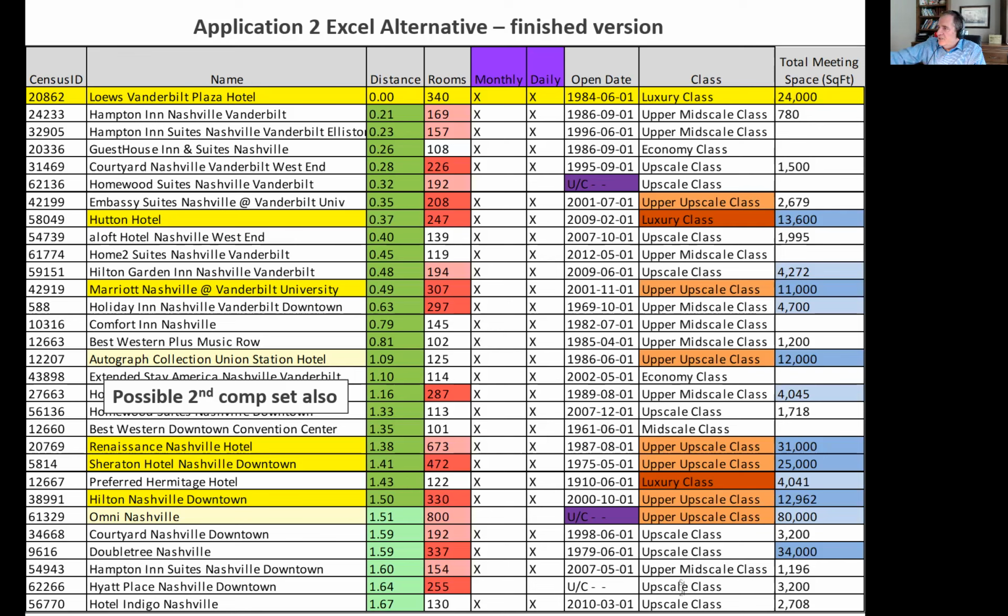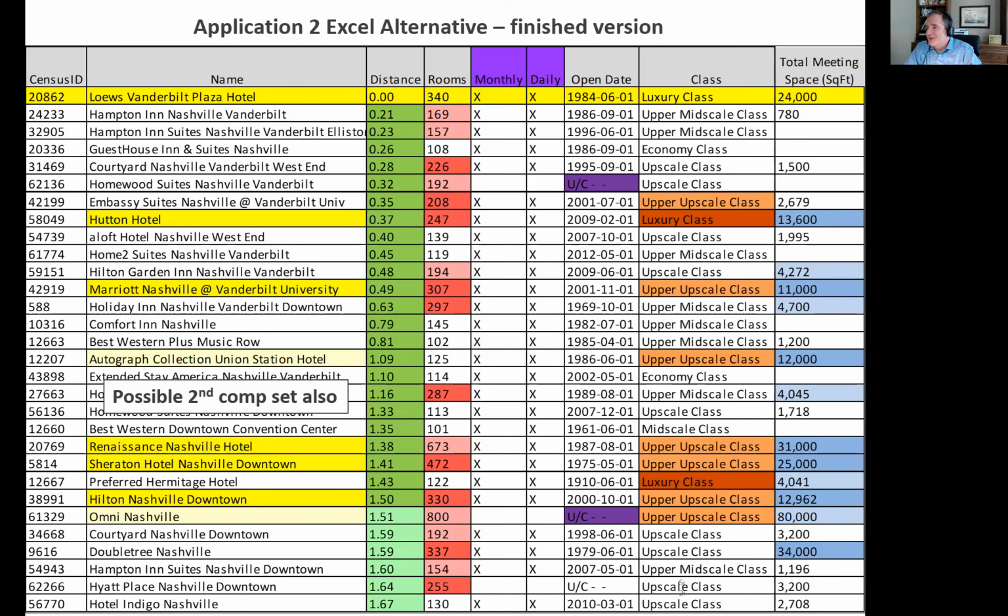And finally, for meeting space, our Loews hotel has 24,000. We use blue for this. The dark blue is closer to our 24,000. You see that as you look down the sample, and then the light blue is a little farther away. So we went through that activity, coloring the different fields. You don't have to do it this way. This is just an Excel alternative. Some people know how to use filters, and they could use the filters on that. That's another concept as well.